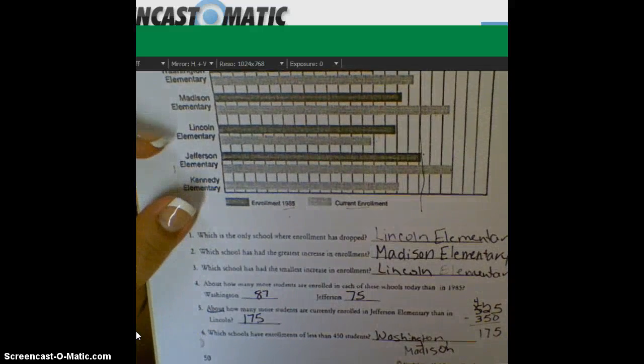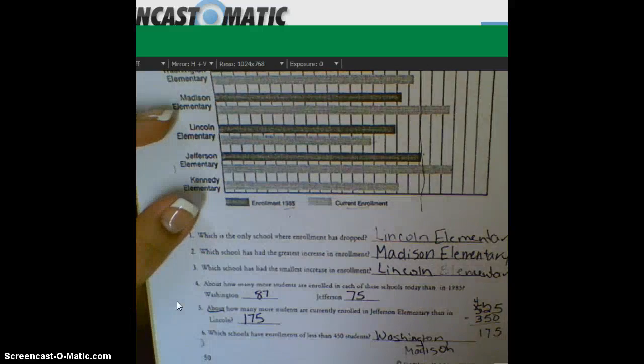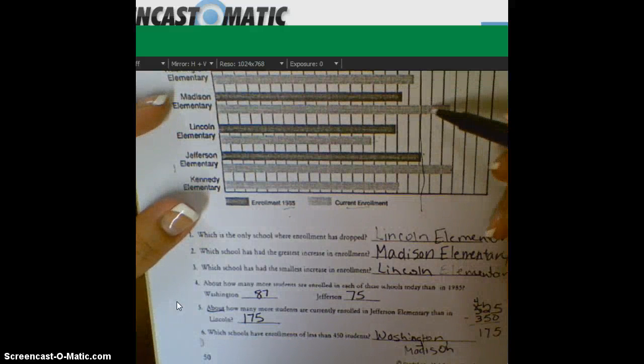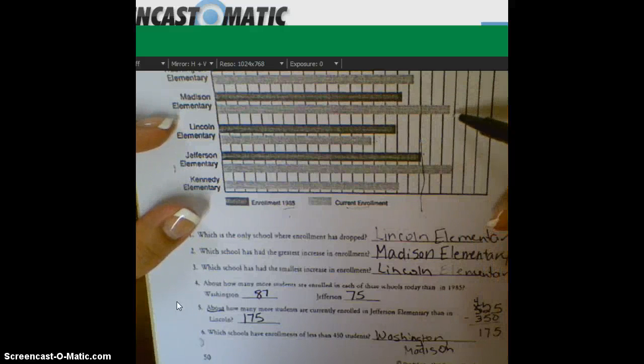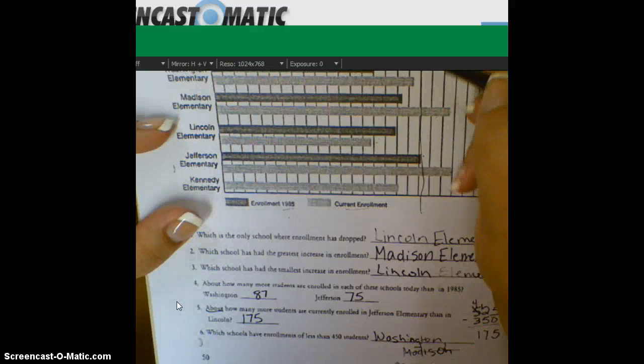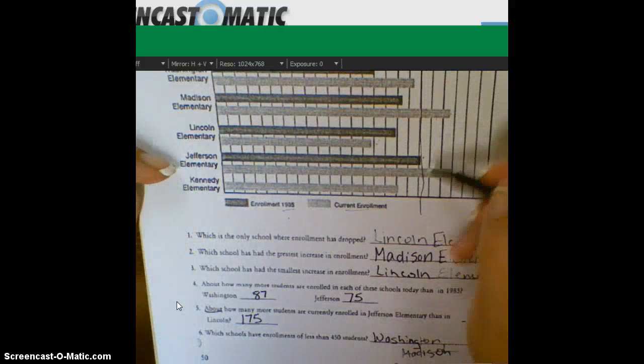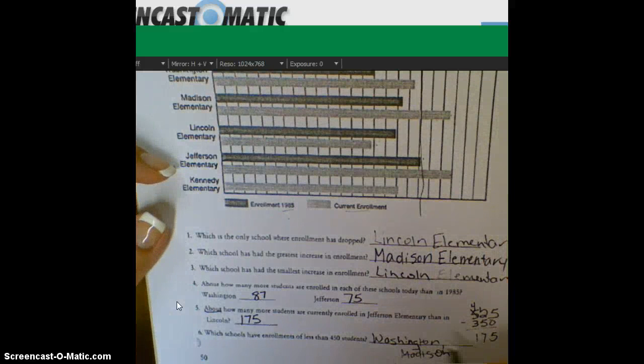Madison. Who else is below 450? Uh-oh, I gotta take Madison off because their current enrollment is actually more. Sorry about that. And current enrollment, Lincoln is under, Jefferson is our other one, and it looks like Kennedy won't make it. So Washington and Jefferson.